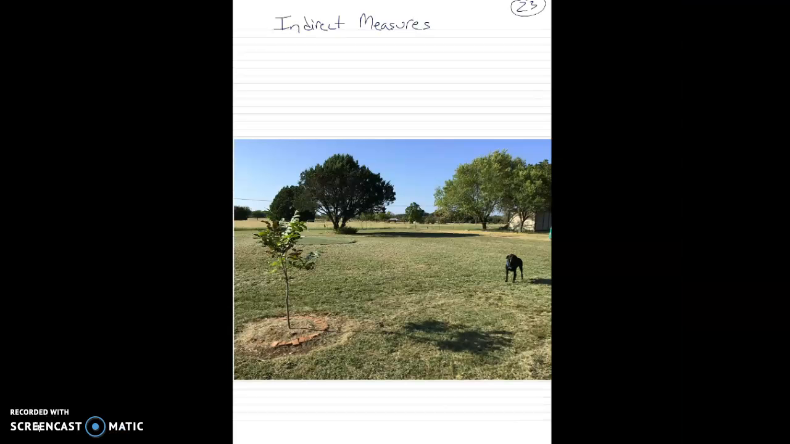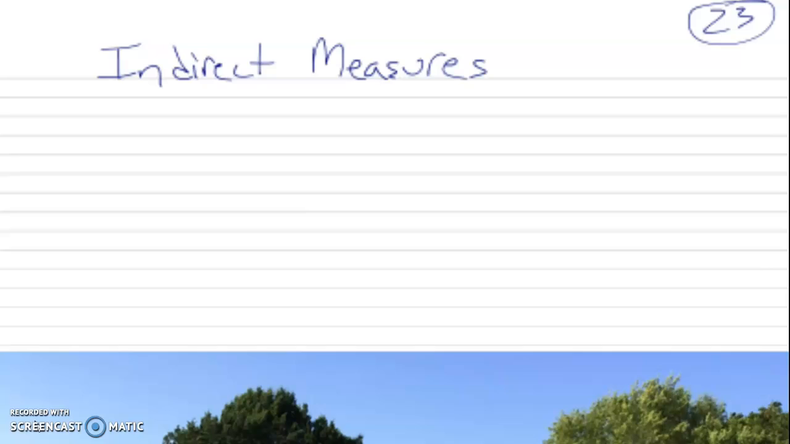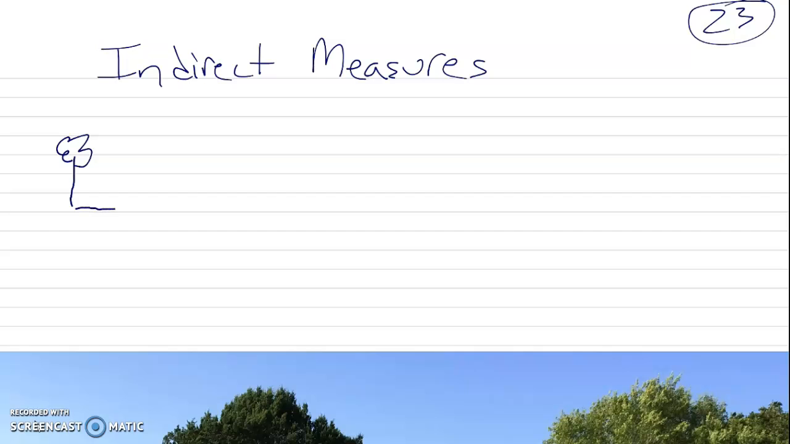You do not have to draw this picture, although it actually wouldn't be a bad idea, so maybe y'all should do that. I'm going to draw one for you. So here's a little tree and a shadow, and then we'll have a big tree and a bigger shadow. Okay.